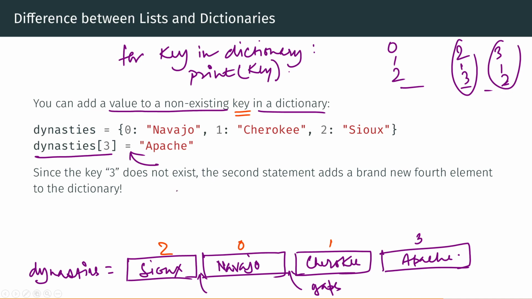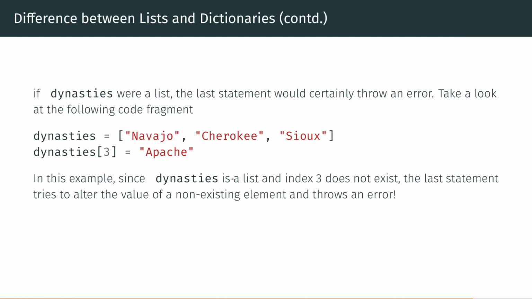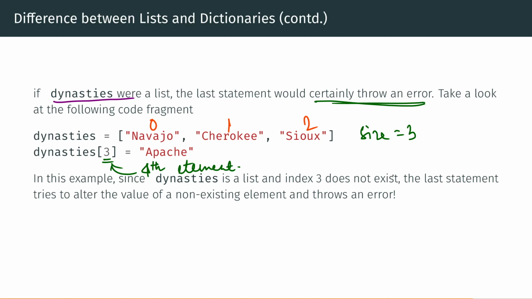Now this is not the same as a list. If dynasties were a list, the last statement would certainly throw an error. If dynasties were Navajo, Cherokee, Sioux, the indices are 0, 1, and 2, which means the size is 3. If you try to access the third index, which is essentially the fourth element, you're trying to access the fourth element in a list of size 3. This will certainly throw an error. So this is one of the differences between a dictionary and a list.